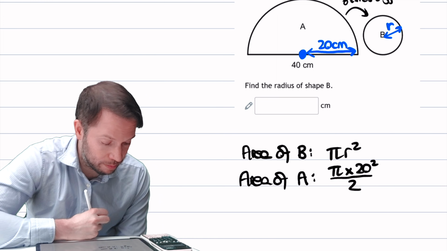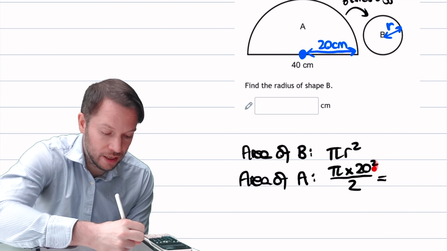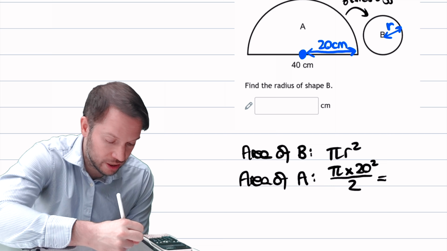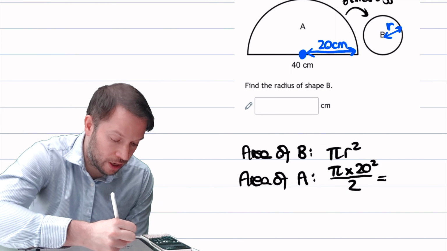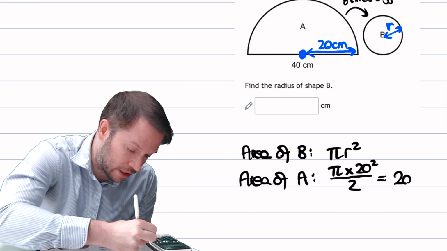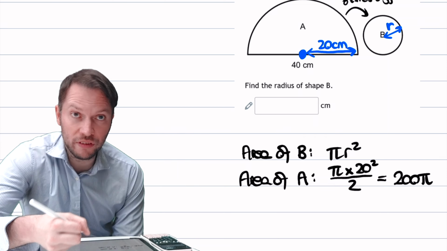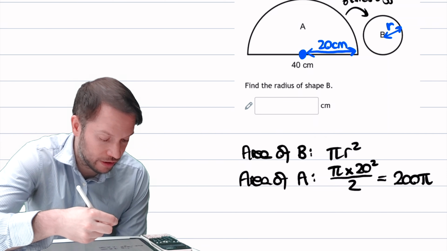And now we might want to simplify this because can you see that 20 squared is 20 times 20, that's 400. 400 divided by 2 is 200. And 200 times by the pi is 200 pi. Remember, we write 200 pi to mean 200 lots of pi, and we write 200 pi, not pi 200. We always put the number first.